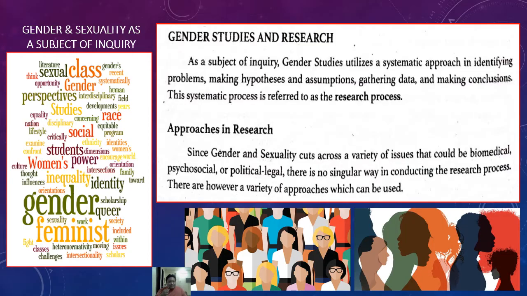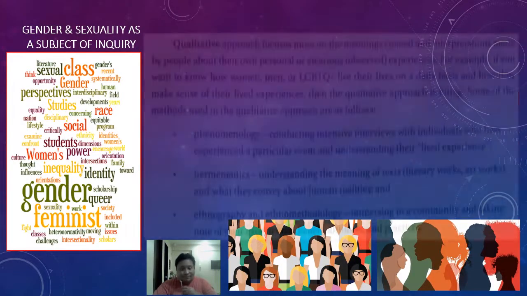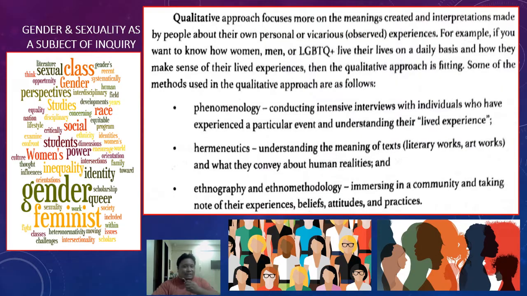So, in the approaches in research, since gender and sexuality cuts across a variety of issues that could be biomedical, psychosocial, or political legal, there is no singular way in conducting the research process. There are, however, a variety of approaches which can be used. Okay, just an example. Another approach here is the qualitative approach.